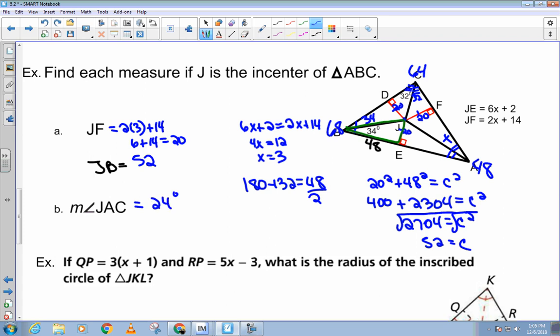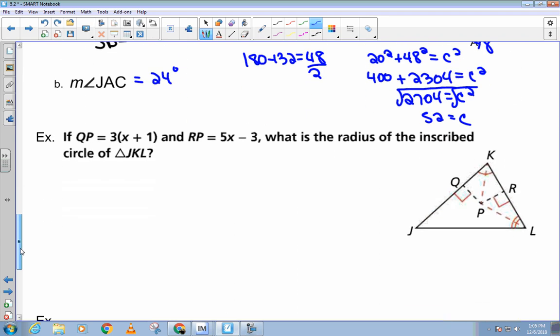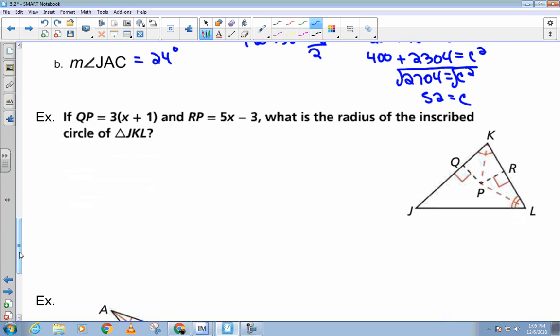Everybody see how I did that? Any questions on that? I think maybe it's the next one that's like that. QP is 3 times the quantity x plus 1. So this right here is 3 times the quantity x plus 1. And RP is 5x minus 3. What is the radius of the inscribed circle of triangle JKL?